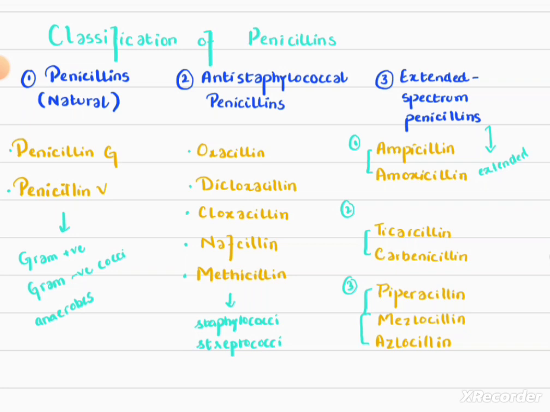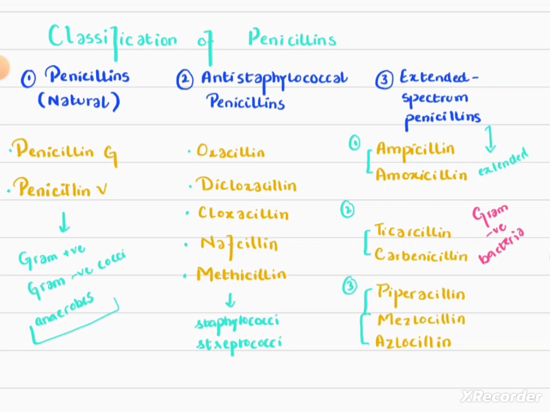You can make mnemonics in order to remember the drugs, but the names are what you have to remember. In the extended spectrum penicillins, we have three subclasses. As the name indicates, they have an extended spectrum of activity, which means that they will have the activity of the natural penicillins, and along with that, they have more pronounced activity against gram-negative bacteria.